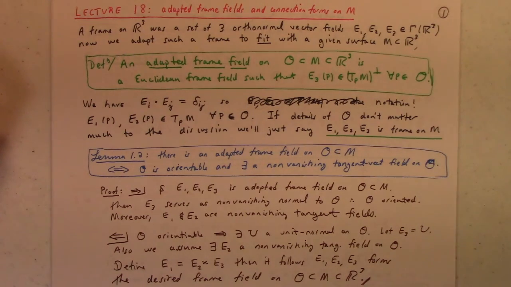Alright, so begins lecture 18 on adapted frame fields and connection forms on M. We're in chapter 6, and so let's just get to it. Basically the idea is we want to use frame fields and the connection form formalism we talked about back in chapter 2 in such a way that it naturally picks up on the geometry of surfaces in R3. So the natural starting point there is to talk about what's called an adapted frame field.